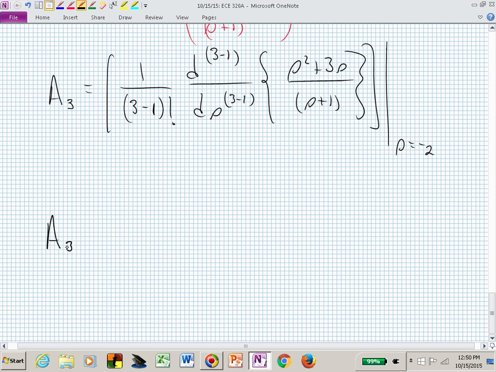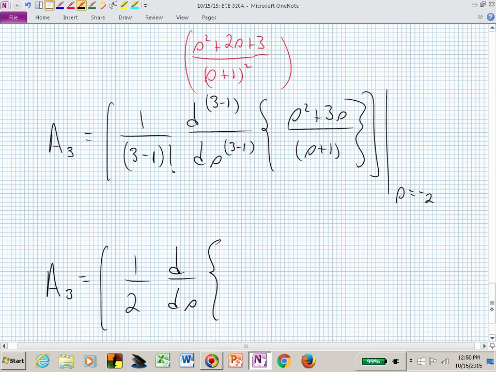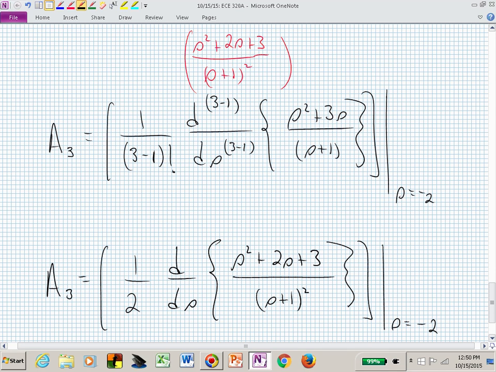Now we can say that a sub 3 is 1 over 2 factorial, and that simplifies, isn't it? 2 factorial is just 2. Then we differentiate once what I said was in red, and that's (s squared plus 2s plus 3) over (s plus 1) quantity squared. And once we do that, we will evaluate that expression in square brackets at s equal to minus 2.